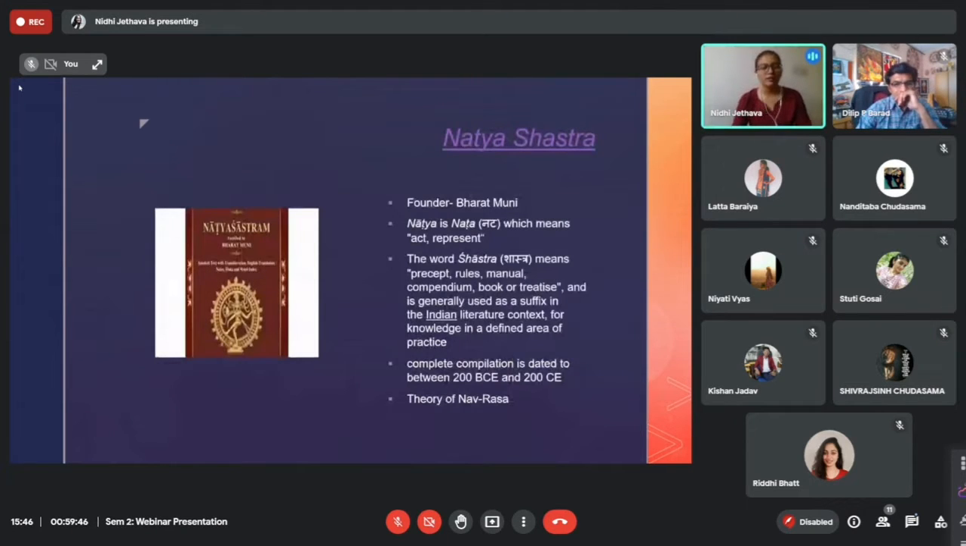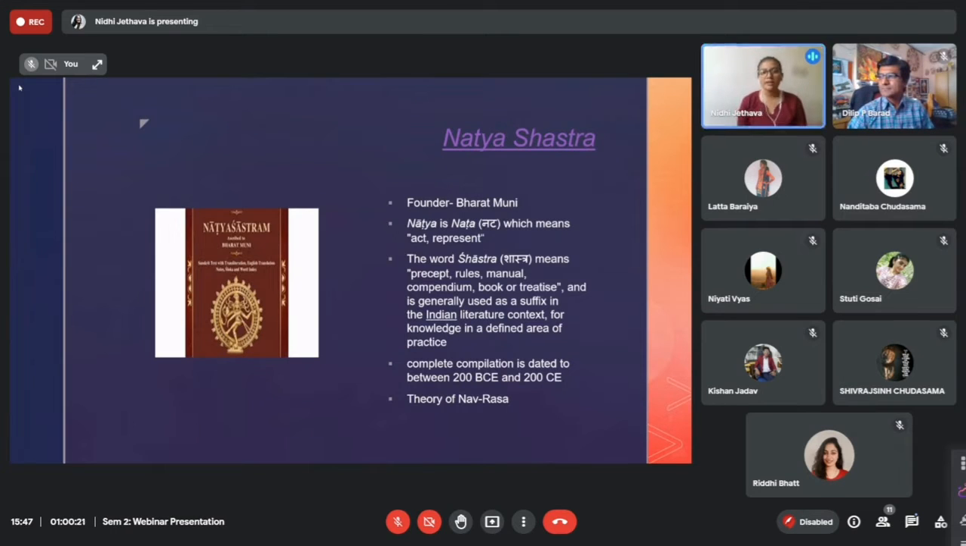Now, how did the theory of Rasa emerge or originate? In the Natya Shastra, Bharat Muni founded the theory of Rasa. Natya originally comes from the word nat, which means to act or represent. The word Shastra means precepts, rules, manual, book or treatise, and is generally used as a suffix in the Indian literary context for knowledge in a defined area of practice.